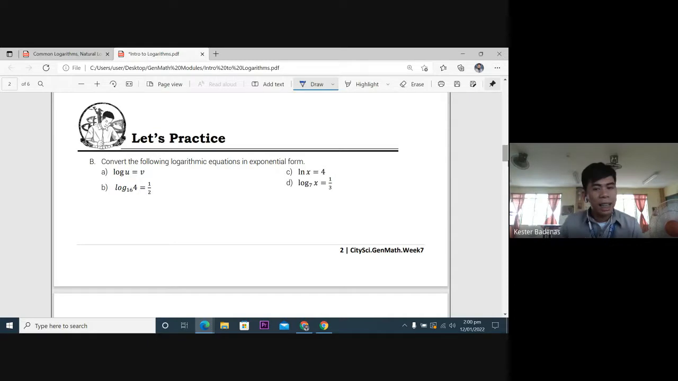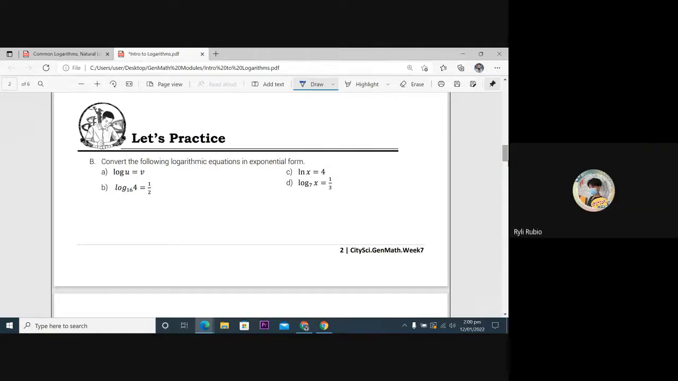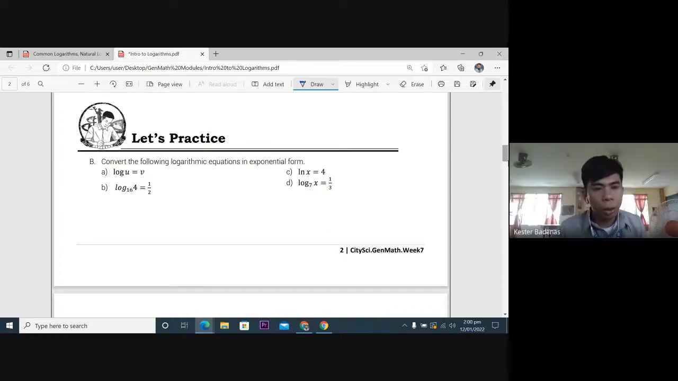Okay, class. Ayan. It's already 2 p.m. Okay, who would like to answer letter A? Sino na una? Ayan. Riley, yes. Sir, 10 raised to V equals U. Okay, so we have logarithm of u which equals v. So the base here is 10, so that would become 10 raised to v is equal to u. That is correct.